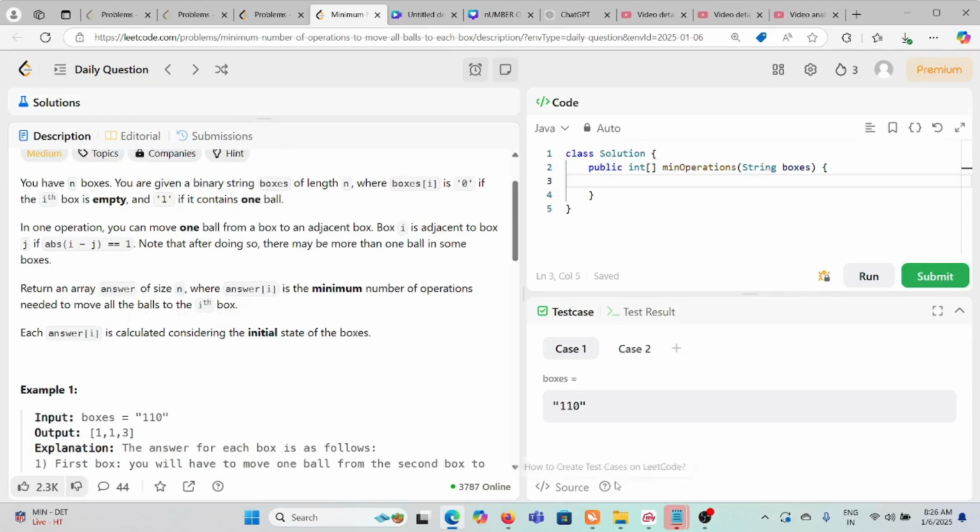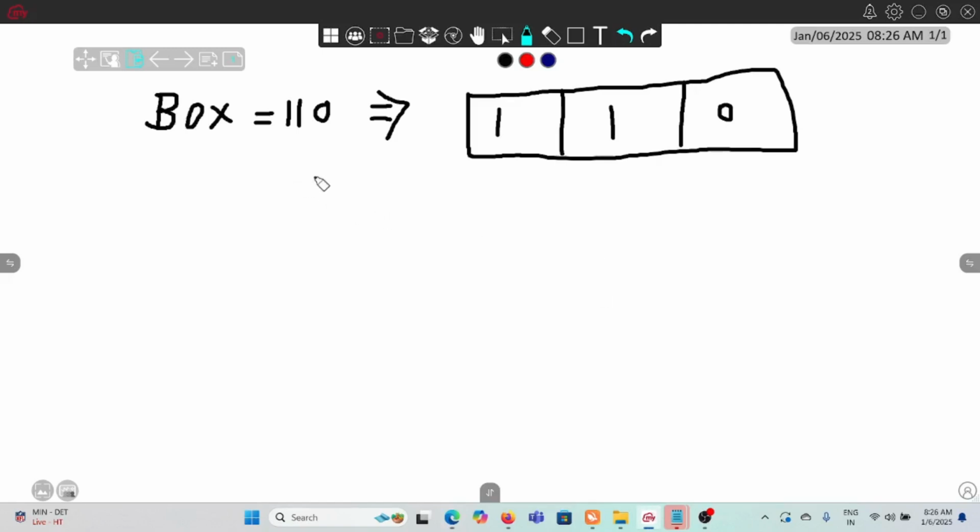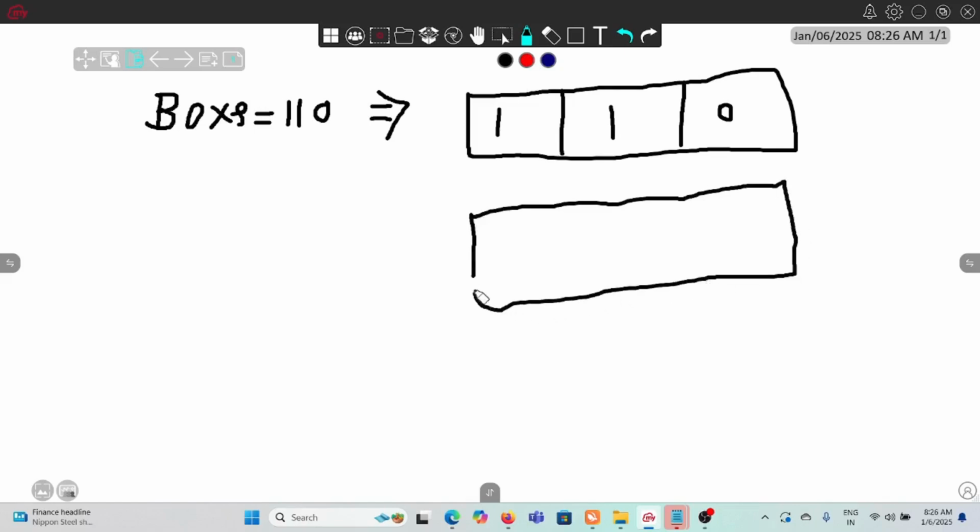So what does it mean? Let me explain it properly. Suppose this is our boxes string. This can be like 1 1 0, right? So what we have to do is make an answer array like this. Whatever the size of boxes is, the same answer array size would be there.